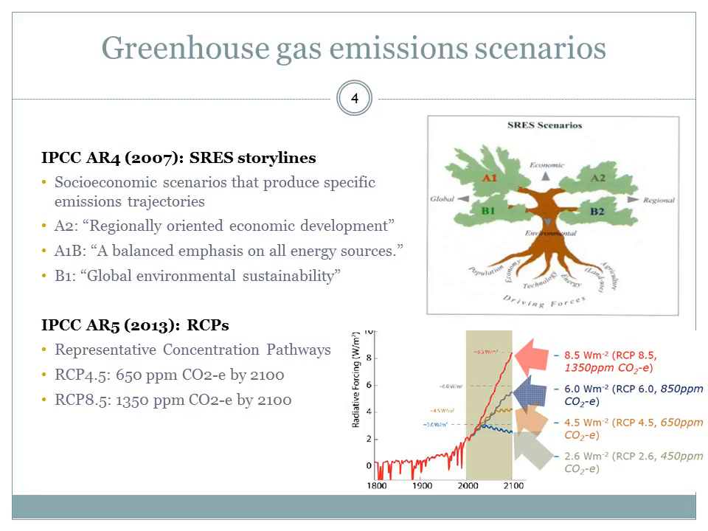The A2 storyline is regionally oriented economic development and tends to be a relatively high emissions scenario. The A1B is relatively balanced among the 2007 SRES scenarios. This is a balanced emphasis on all energy sources. The B1 scenario is a relatively low emissions outcome. Here we see a global environmental sustainability focus, and that's what we get out of that B1 set of runs.